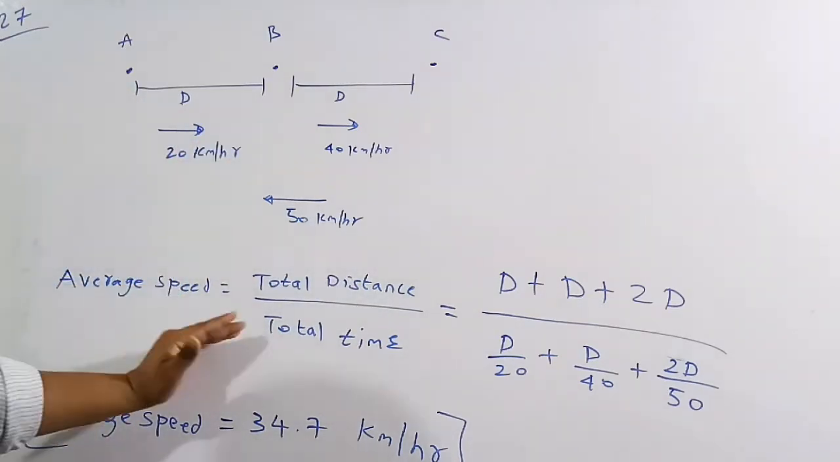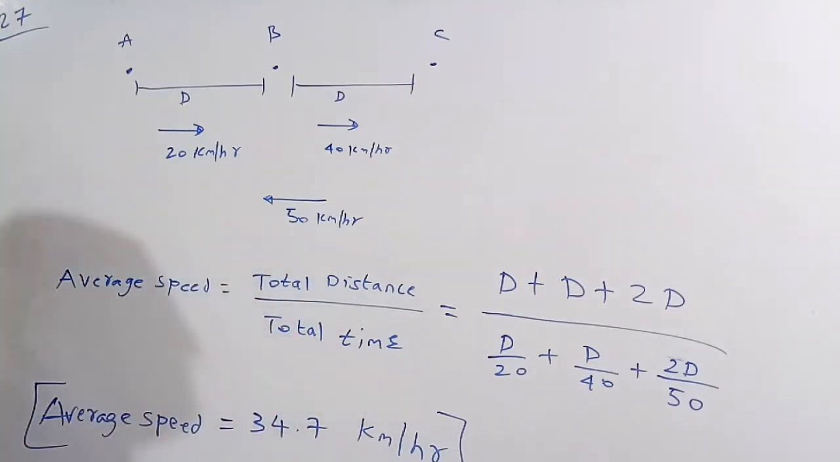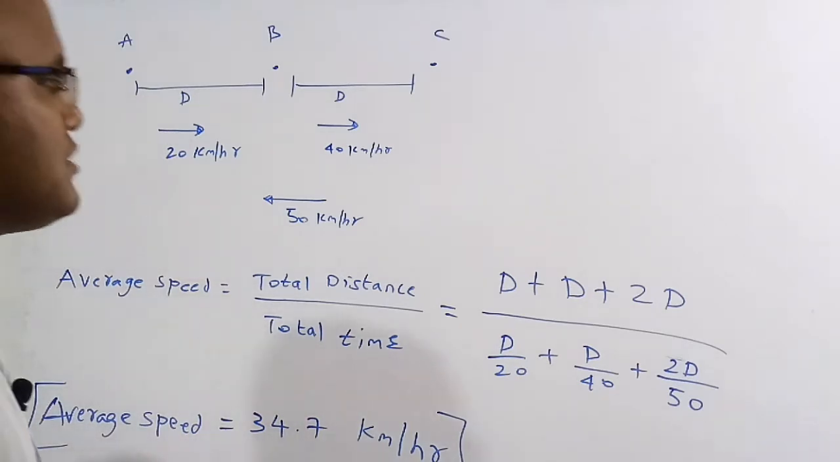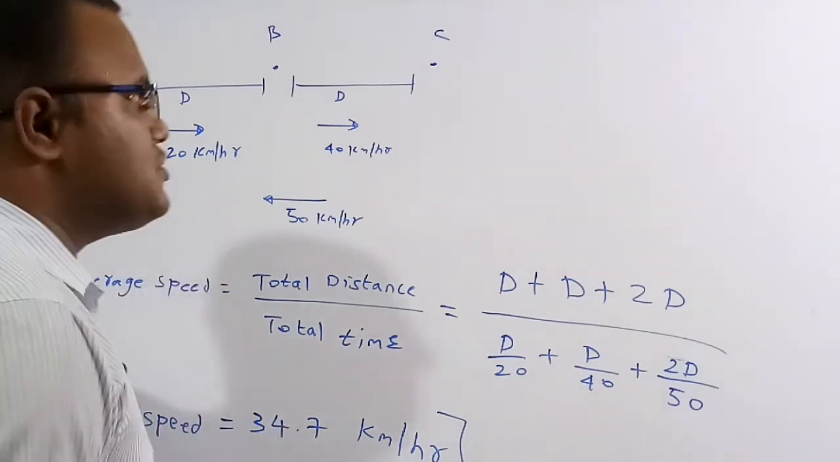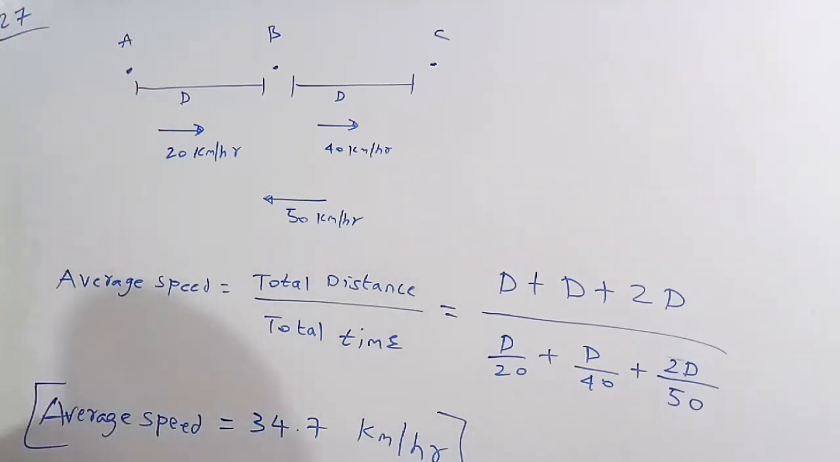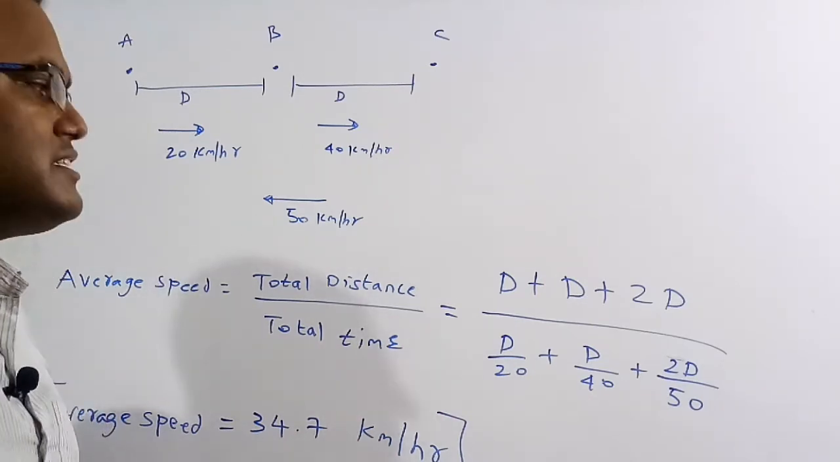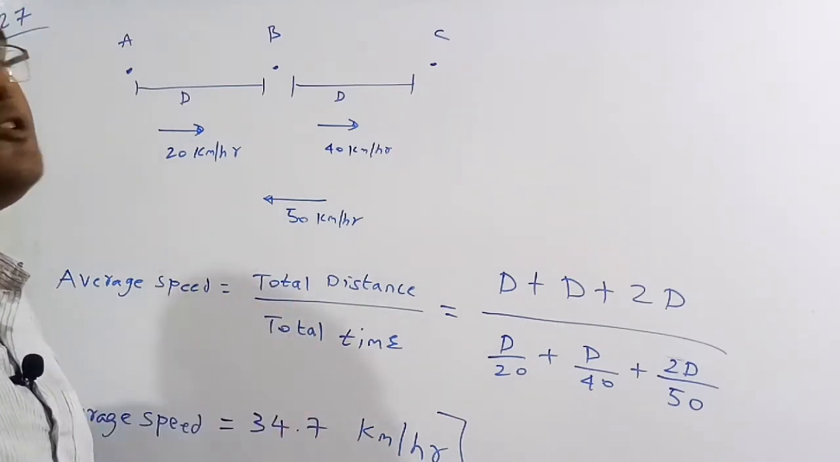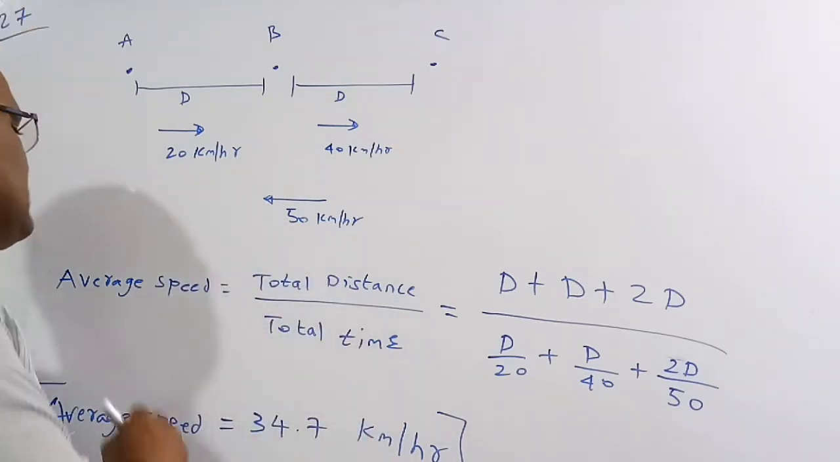So average speed is equal to total distance by total time. Suppose in this question they ask for the average velocity. Average velocity is total displacement by total time. See, the total displacement is 0 because the initial position is equal to the final position. So if they ask for the average velocity, the answer is 0. But in this question they ask for the average speed.